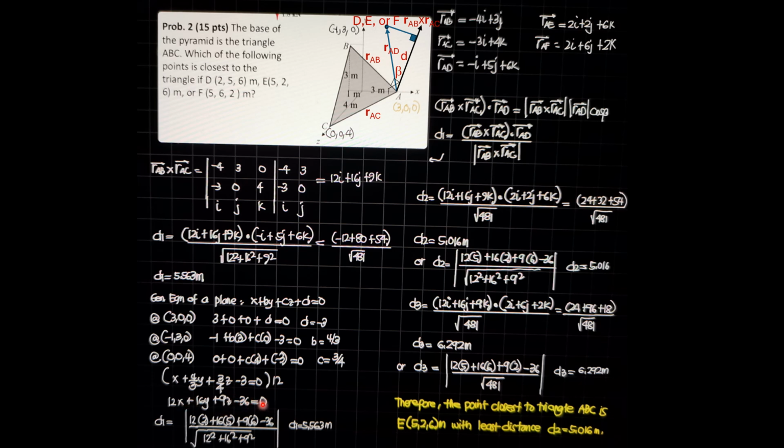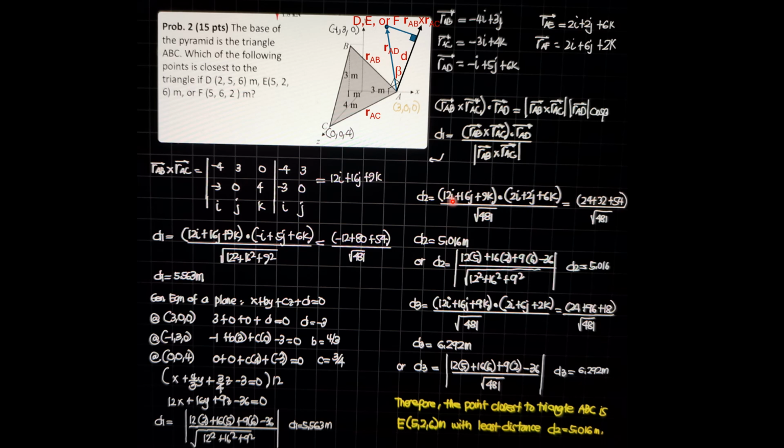So this is the equation of the plane, and we substitute into the distance formula: the equation of the plane, a x1 plus b y1 plus c z1 plus the constant, over the square root of a squared plus b squared plus c squared. So 12 times x1 for the point D, which is 2, 5, 6. So 12 times 2 plus 16 times 5 plus 9 times 6, then minus 36 over the square root of 12 squared plus 16 squared plus 9 squared, or square root of 481. And the answer for distance 1 is the same, 5.563 meters.